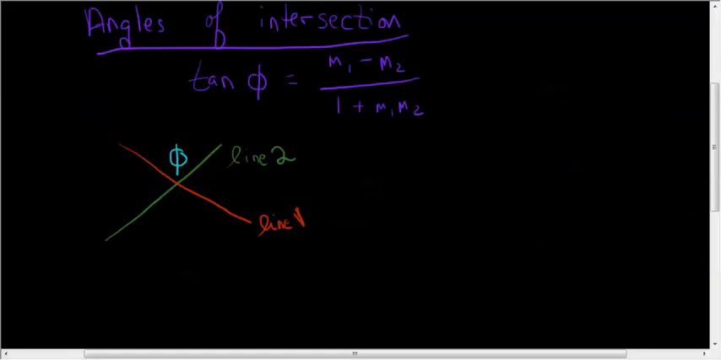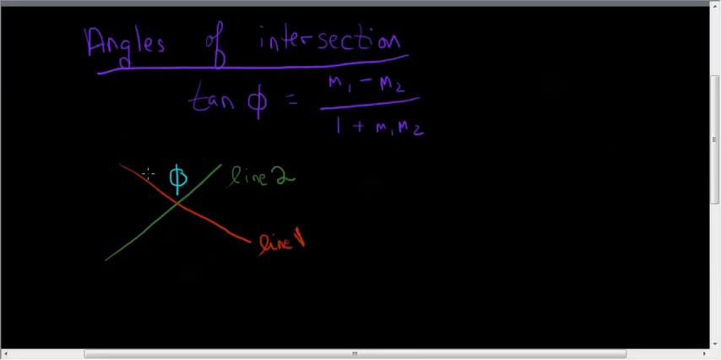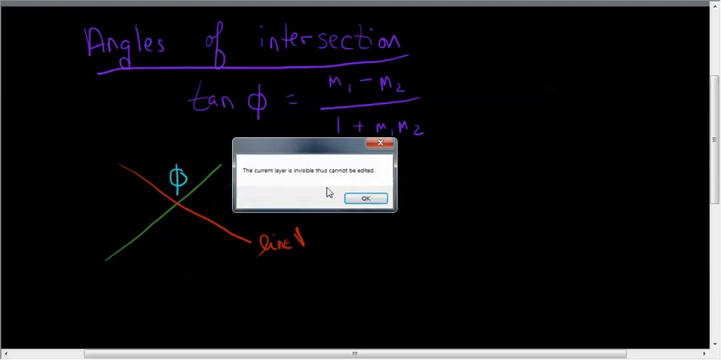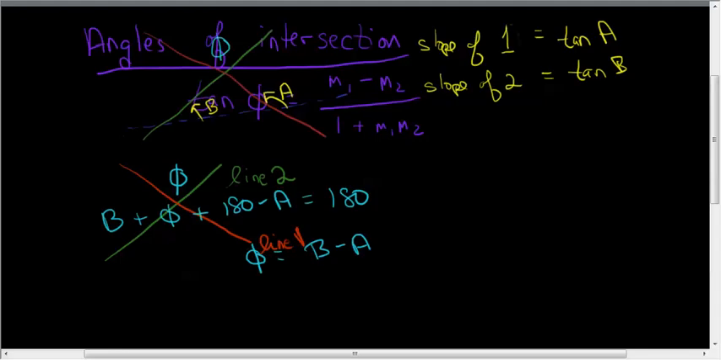This leads to how to find the angle of intersection. So if I've got line 1 here and line 2 here, the tangent of the angle that these two lines intersect at is equal to slope 1 minus the slope of line 2, divided by 1 plus slope 1 times slope 2. Where in the world did that come from, and how am I ever going to remember that? Well, it's actually pretty straightforward. So let's show you where that comes from.